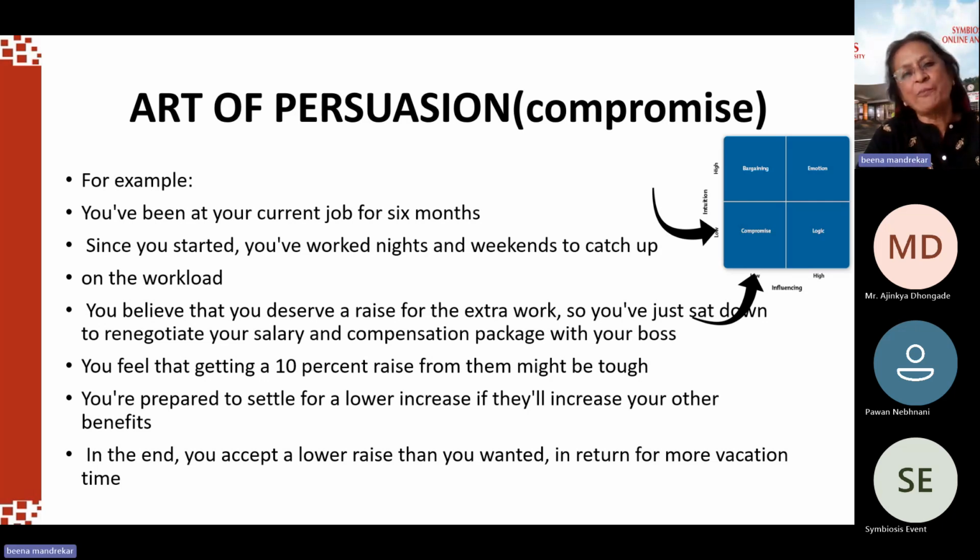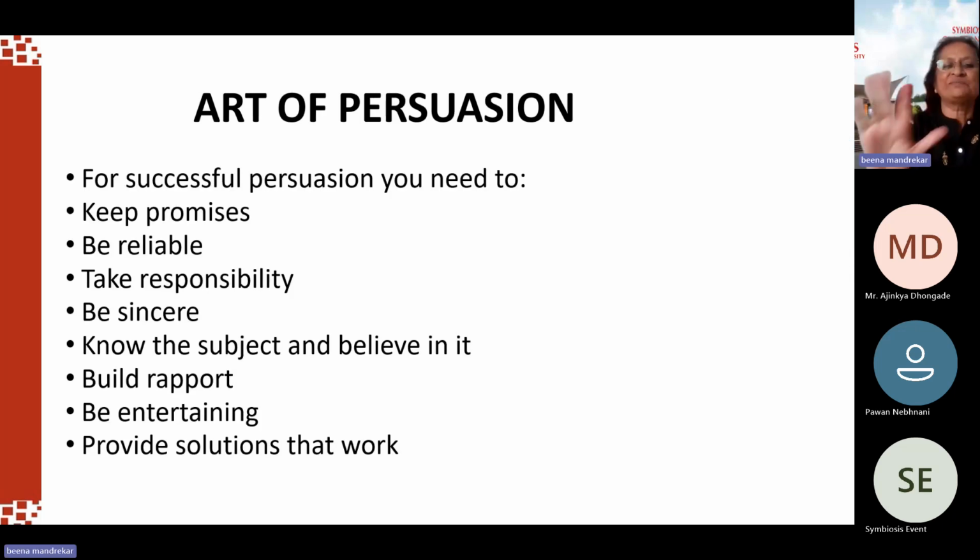So you're already compromising and you're telling the boss beforehand, I know you will not give me a 10% raise, so I'm willing to settle for a lower increase if you give me more time to spend, more weekends for my family, not work late at night. So I compromise. Okay.